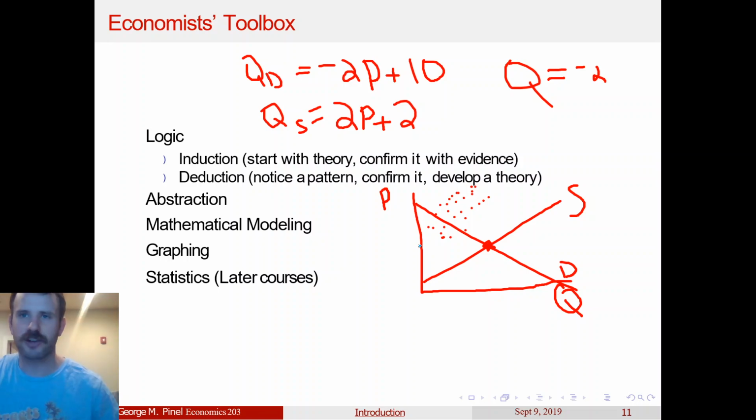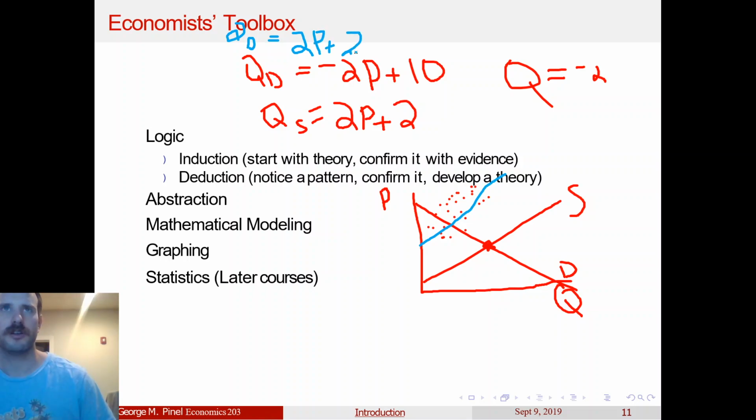But let's say the data actually looks like this. We'll use a statistical tool to draw a line that looks more like this. This will be like the line of best fit. It's called a regression line or a trend line. And you might actually have a relationship that says quantity demanded, QD, is equal to positive 2 times price plus 8.